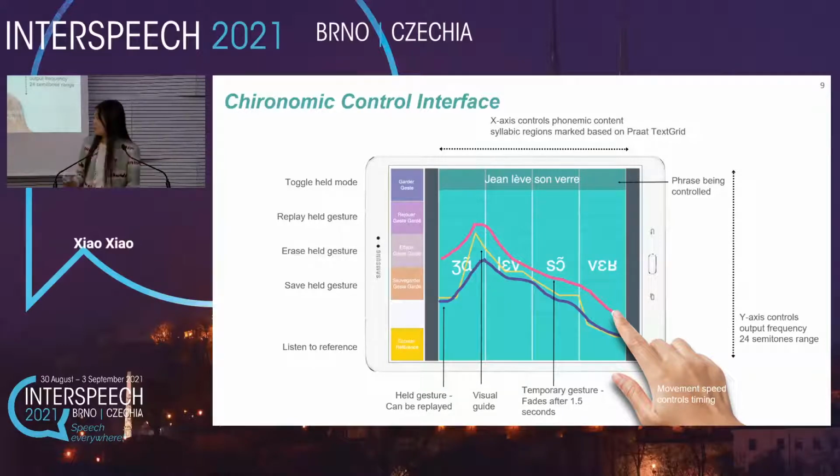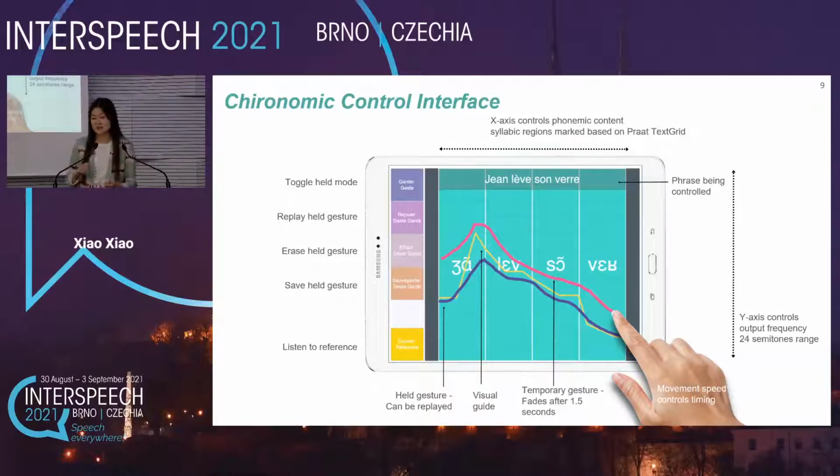So there are two modes for the gesture. Whenever you're dragging your finger across the screen, there's a trace that's left of what you did. When it's in pink, it's temporary and it fades away, but you can click the top button on the left, which puts it into held gesture mode.